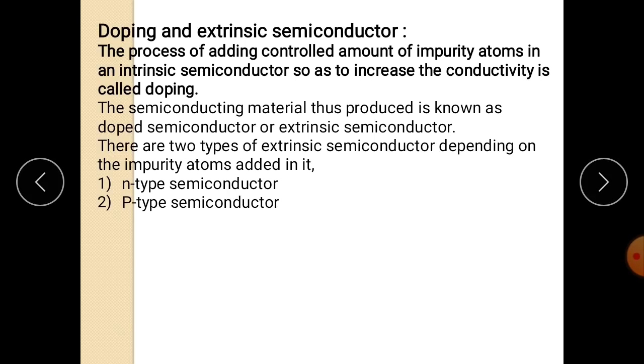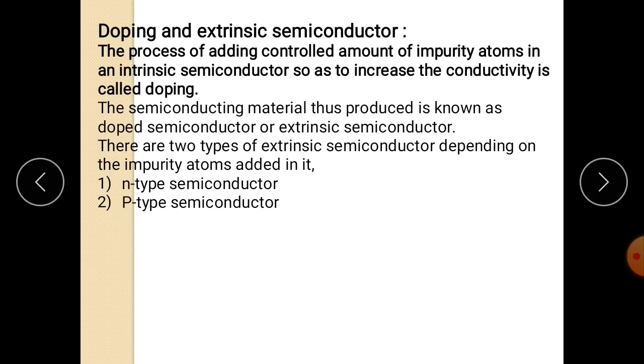Now we will discuss the second type of semiconductor, that is the extrinsic semiconductor. Before that, we should know the term doping. What is doping? Doping is the process of adding a controlled amount of impurity atoms to an intrinsic semiconductor so as to increase the conductivity.